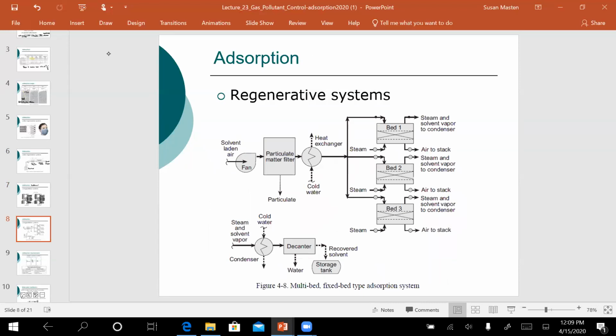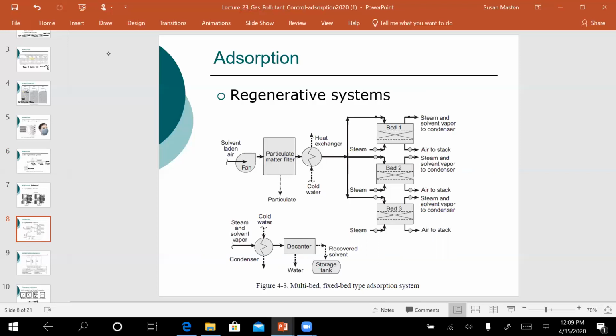You can see that in this system here. So here we have a fan, we've got solvent-laden air. Often you'd have a particulate matter filter, so you're removing the particulate matter. And then you're going to have a heat exchanger. If that gas stream is hot, you want to cool that gas stream.